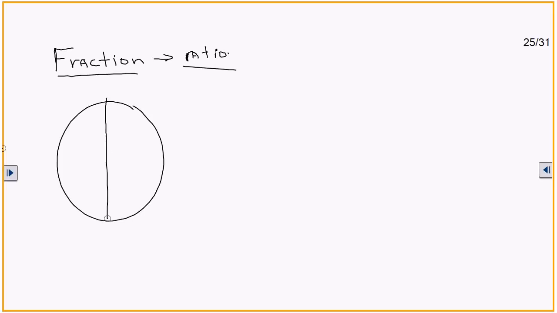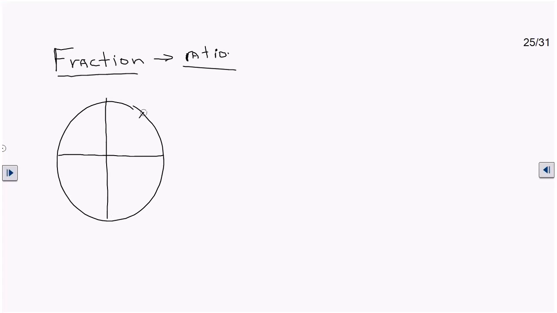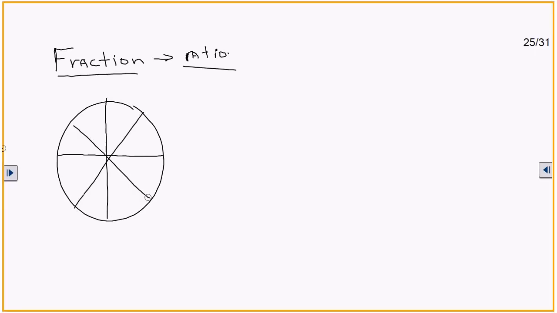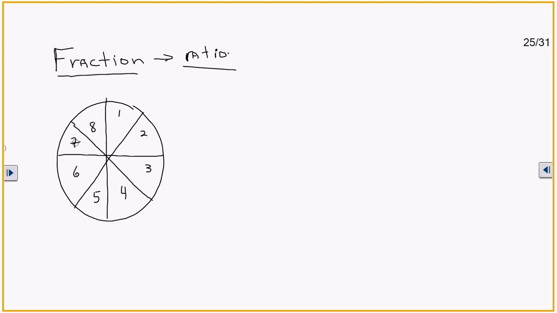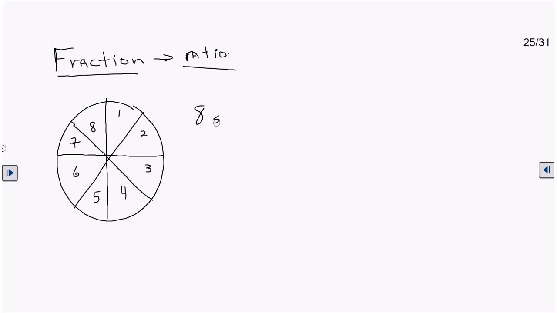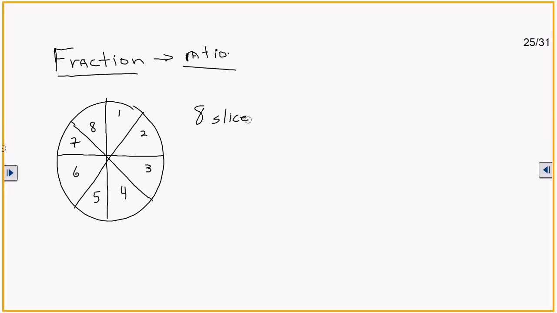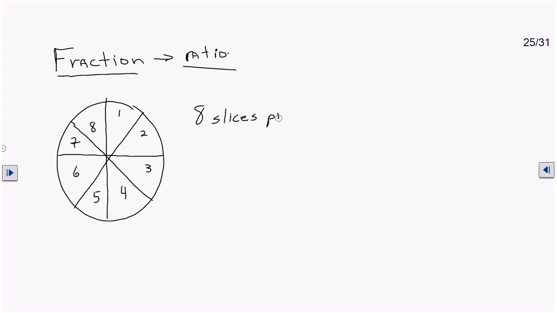Draw a pizza, cut it into 8 sections. That's the way pizzas are cut mostly. So how many pieces of pizza are in the pizza? Well, let's go clockwise. There's a piece, there's a piece, there's a piece, there's a piece, there's a piece, there's a piece, there's a piece, and there's a piece. So there's 8 slices of pizza in a whole pizza.